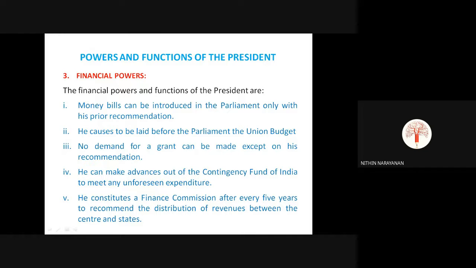He can make advances out of the Contingency Fund of India to meet any unforeseen expenditure. So there is a Contingency Fund of India, and the president has the power to take advances from this fund in order to meet any type of unforeseen expenditure. He constitutes a Finance Commission after every 5 years to recommend the distribution of revenues between the centre and the states. There will be a Finance Commission operating in the country, and it will be reconstituted every 5 years.